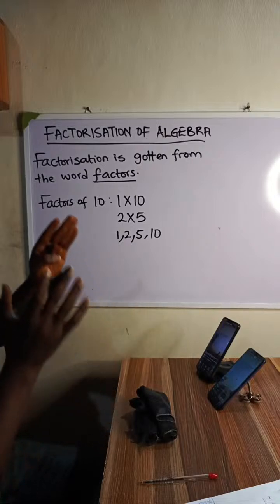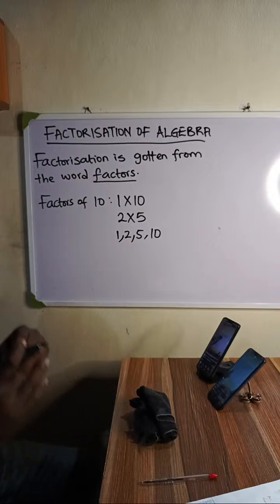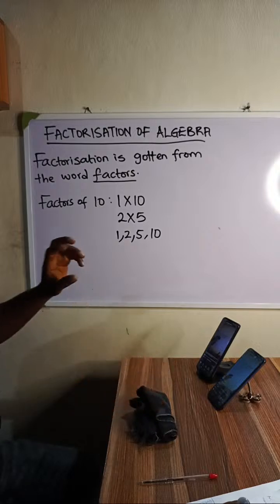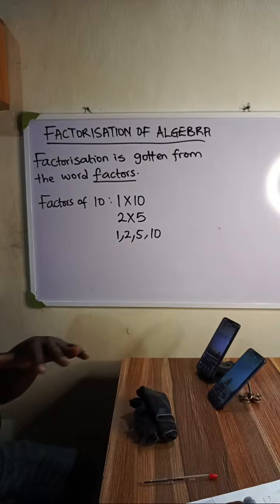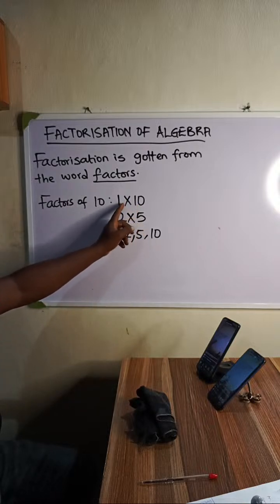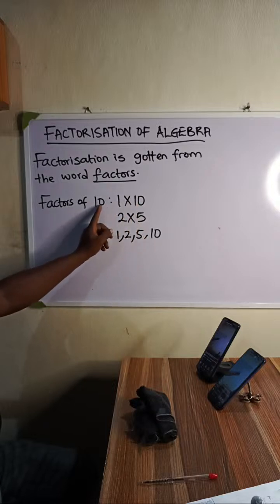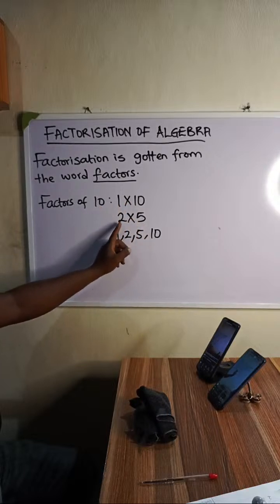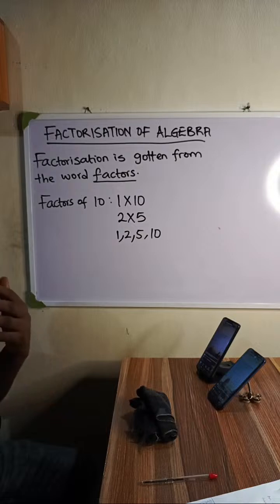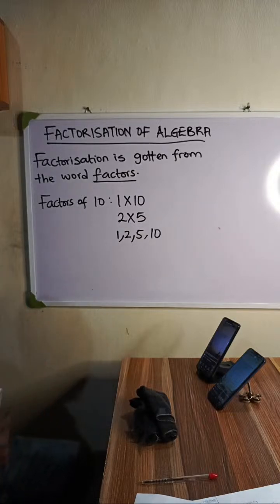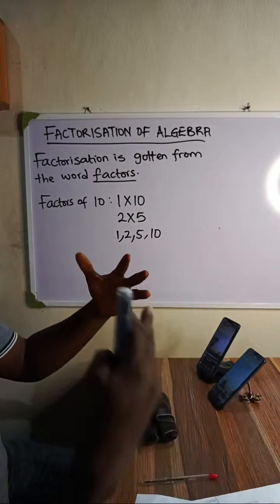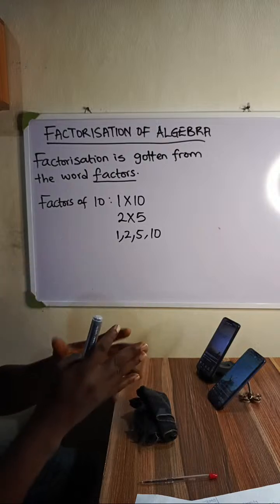Now let's take it back to algebra. The factors of an algebra are those numbers or algebra that can divide a given algebra without leaving a remainder. So when you use the factors of an algebra to divide an algebra, there will be no remainder. But how do you get the factors of an algebra? You can get them just the way we did here. Two numbers can multiply themselves to give us 10. Therefore, these two numbers are factors of 10. 2 and 5 can multiply themselves to give you 10. Therefore, 2 and 5 are also factors of 10. So we can say that the factors of an algebra are the numbers or algebras that will multiply themselves to give a particular algebra. So let's write that.